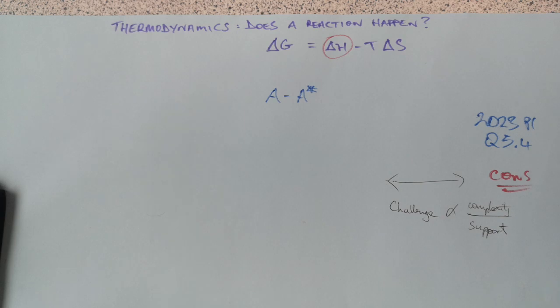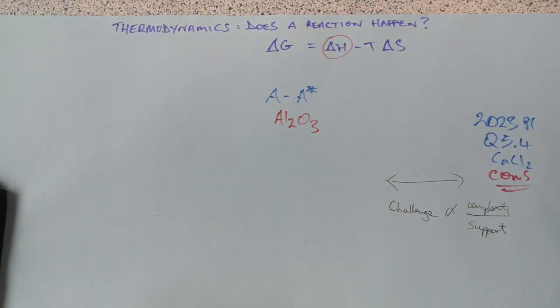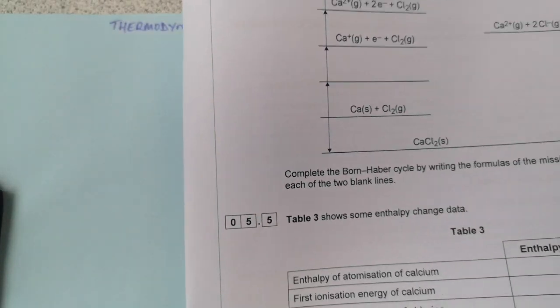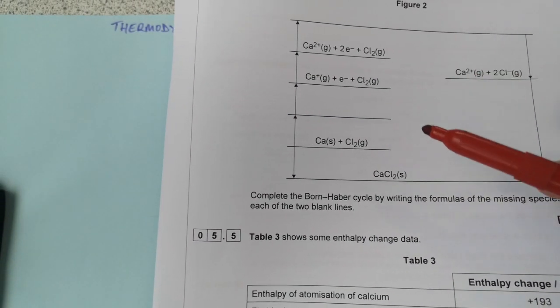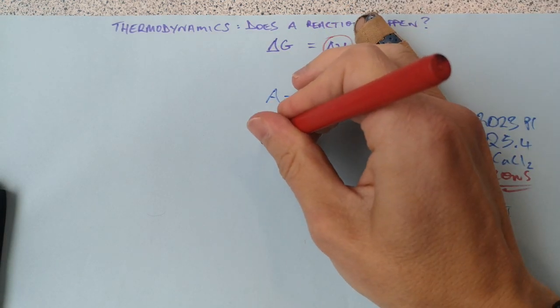So I'm going to give them something quite tricky here. I'm going to give them something which is harder than this. This was a question about calcium chloride. So I'm going to choose a harder compound, aluminium oxide. And you can see in the exam question, they get elements of support in the Born-Haber cycle. I'm going to remove that. And I'm going to say you're going to do aluminium oxide and you're going to do it yourself.